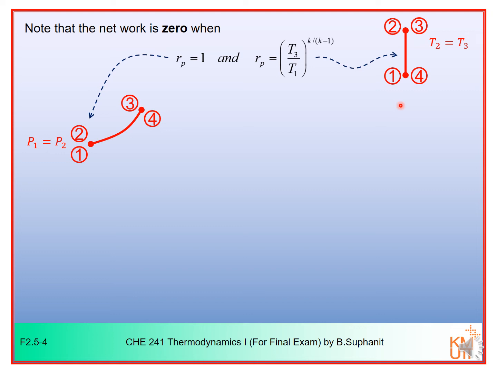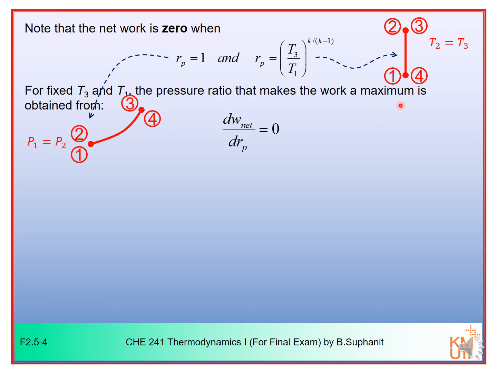For a fixed maximum and minimum temperature range of fixed T3 and T1, the pressure ratio that gives the maximum work is obtained from taking the derivative of net work with respect to the pressure ratio to be zero, and solve for the value of the pressure ratio. You can see that the equation that we obtained earlier is rather complex.